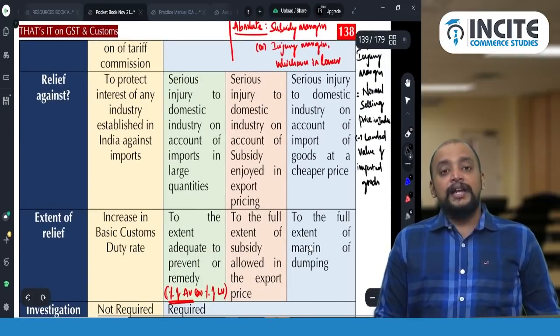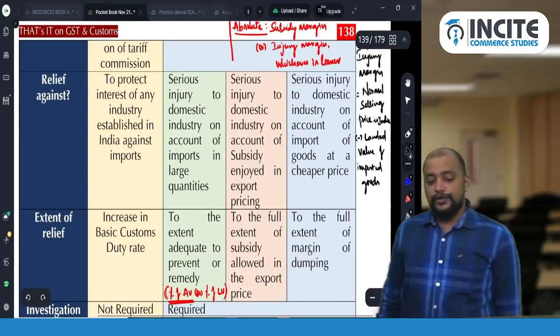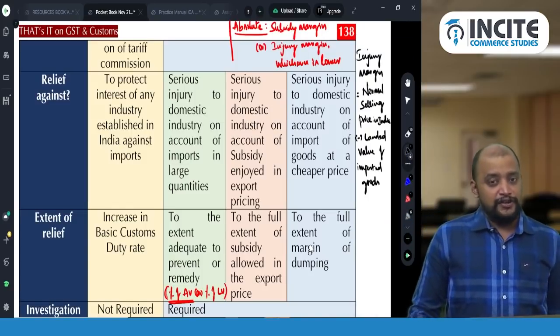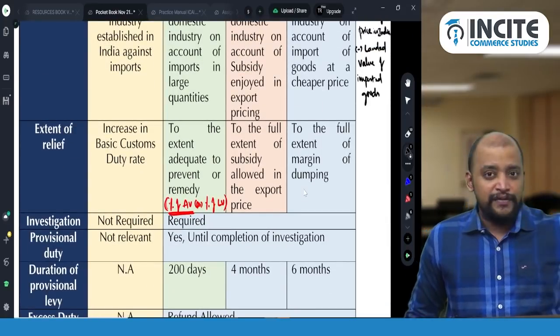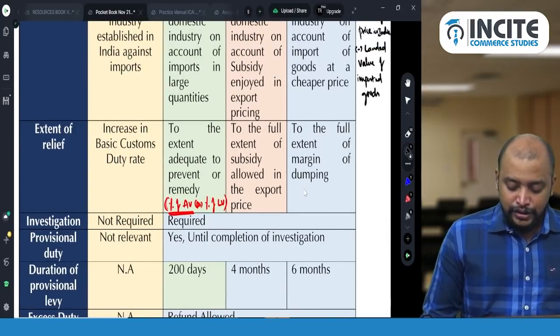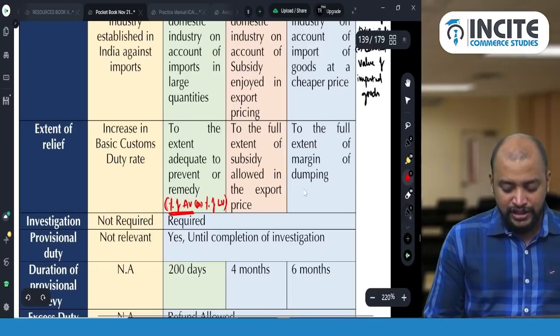Then we have anti-dumping duty. Anti-dumping duty is also to the extent of margin of dumping. So anti-dumping duty is always absolute. We don't have a relative measure in anti-dumping duty. So it will be dumping margin or injury margin, whichever is lower.